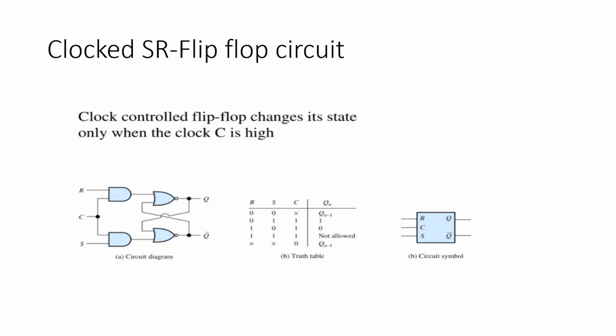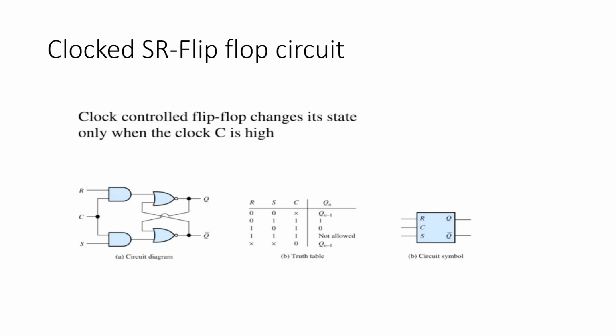Okay, so when clock is equal to 0, the flip-flop ignores S and R. Output remains unchanged here. When clock is equal to 1, the flip-flop responds to S and R here. The same thing you can see in the truth table. If clock is equal to 0, irrespective of any inputs, a no-change condition will exist. If clock is equal to 1 and the inputs are 1 0, then the set operation takes place.